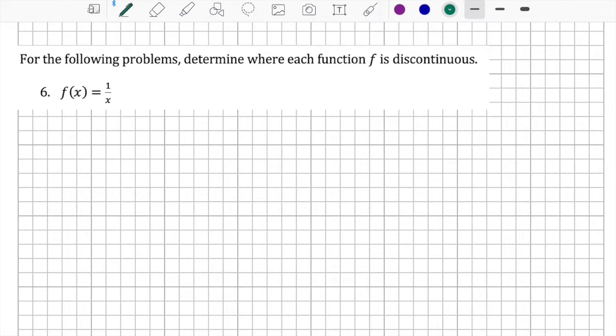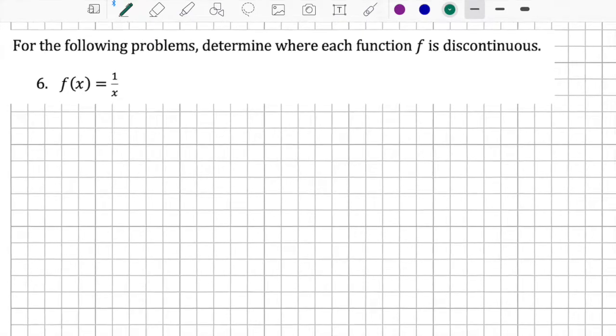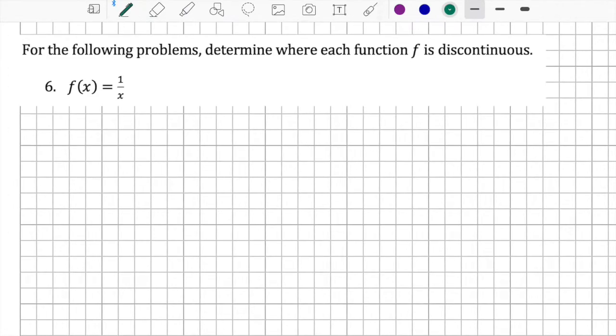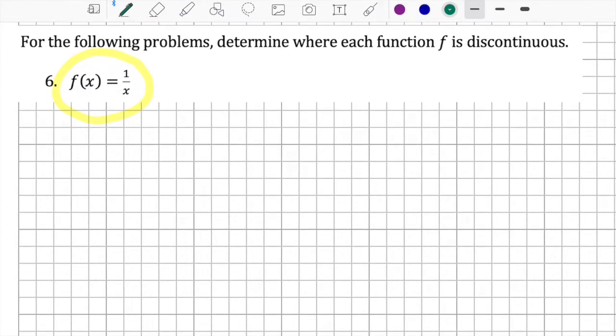Okay, so for this problem, it's not asking us to see if it's continuous at a certain point. This one says, for the following problems, determine where each function f is discontinuous. Where is it discontinuous? So, first thing I want to do is check the domain. Now, this is a rational function. So that tells me that I have to look at the denominator. And in the denominator, we just have x. So to check the domain, you just say x, set it equal to 0.